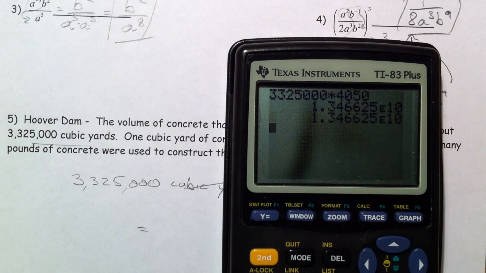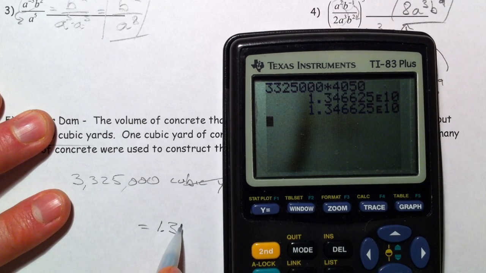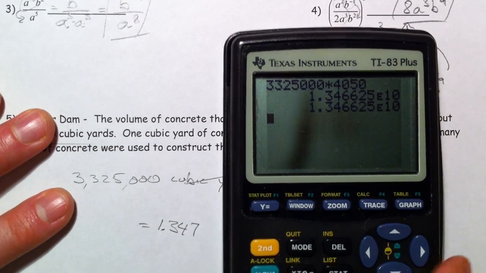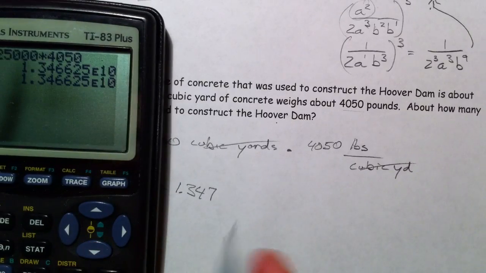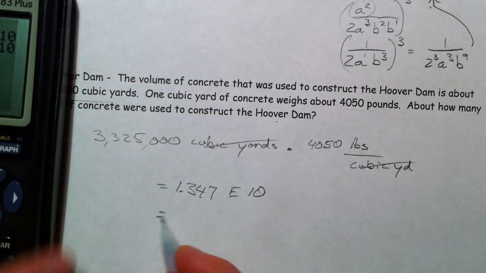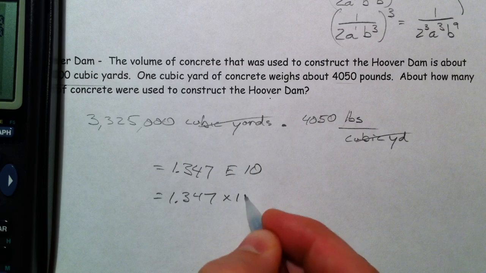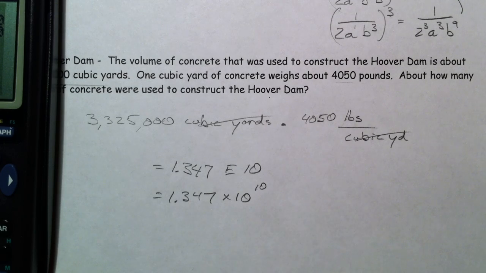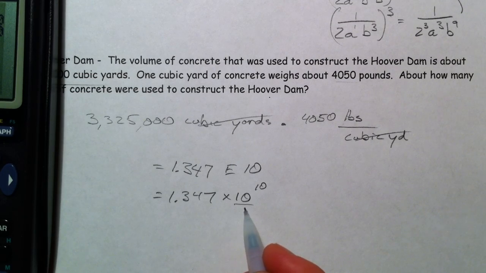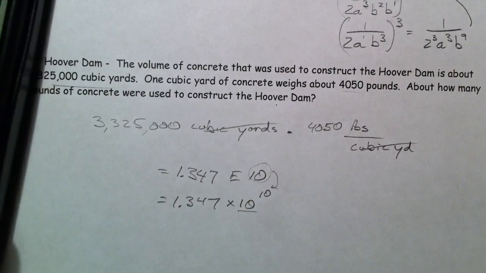So this is really what I want us to get at. What does 1.347 E positive 10, sorry, stand for? 1.347 times 10 to the 10th power. This 10 will always be there. This 10 is right there. Just scientific notation.